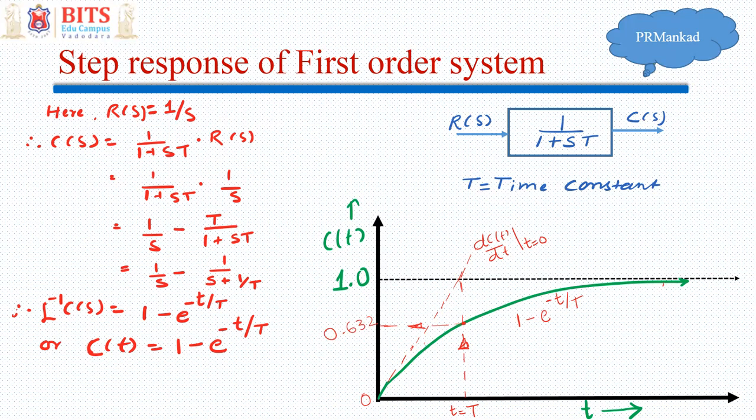Later on, the system approaches the final value 1 as t tends to infinity. But that is infinite time, which is not defined. So what do we say?